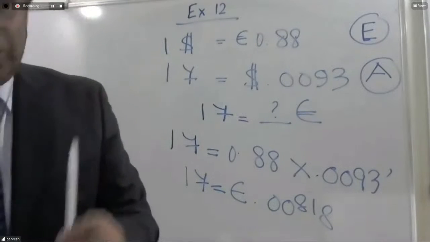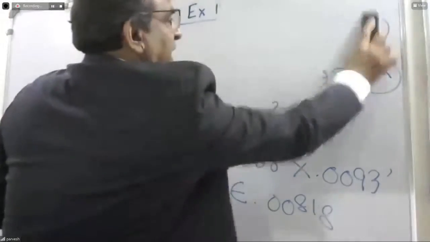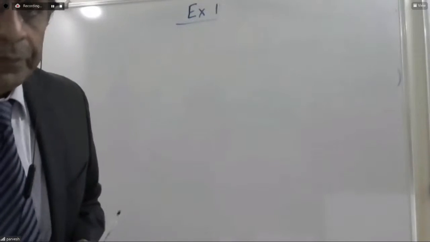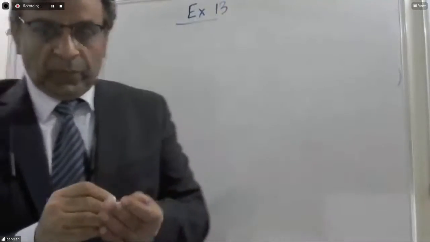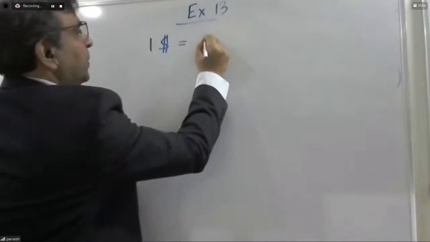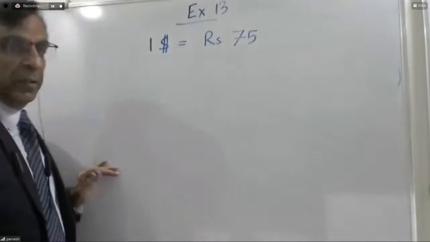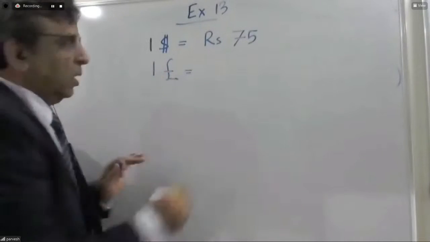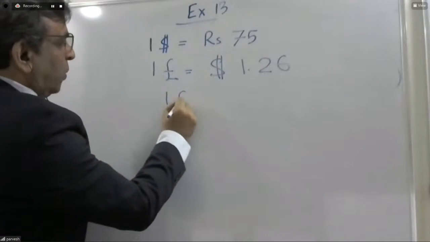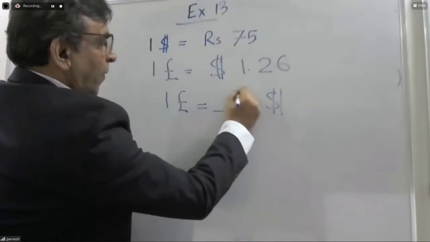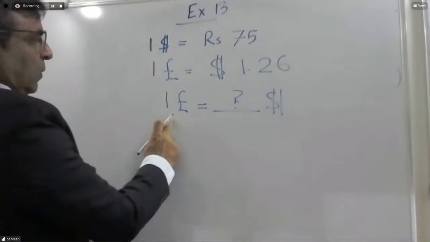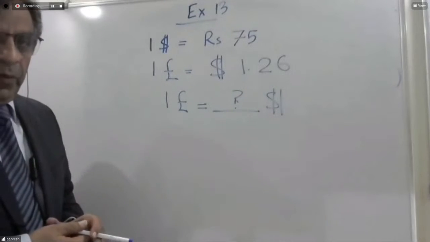Great. Now the second question, you have to solve it on your own. I won't be solving until I get answers from you. So exercise number 13. $1 is equal to 75 rupees. 1 pound is equal to $1.26. Tell me, what will be the price of pound in terms of rupees? If $1 is equal to 75 and 1 pound is equal to 1.26, how many rupees will $1 be equal to?